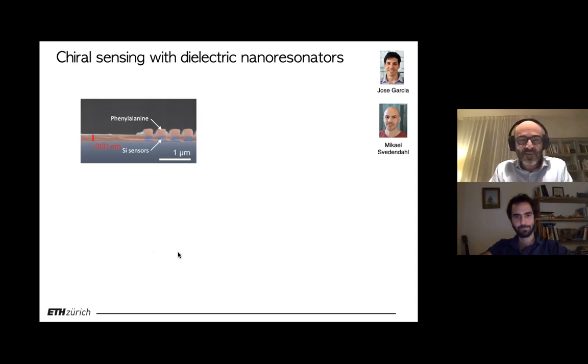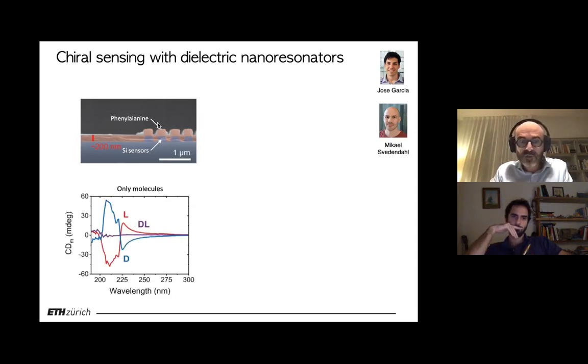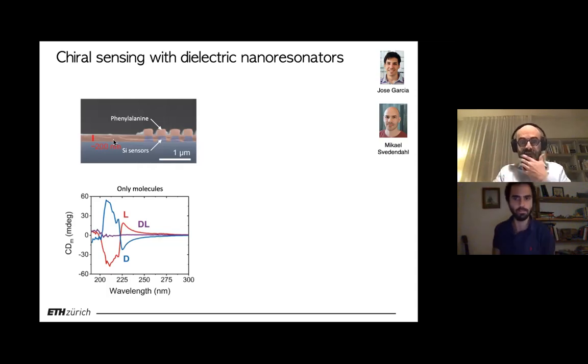So in the experiment, what we do is have these silicon nanoresonators that are fabricated on the quartz sample, as I mentioned before. And in this experiment, we evaporate on top a chiral molecule, this phenylalanine, that has a thickness of typically 100 nanometers. The whole point is that by probing the system in different regions, I'm going to be able to isolate the contribution of the silicon resonators in order to boost the CD measurement.